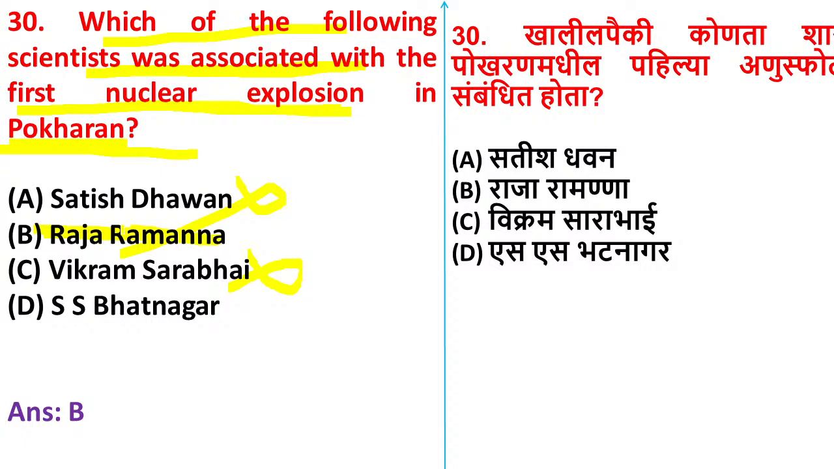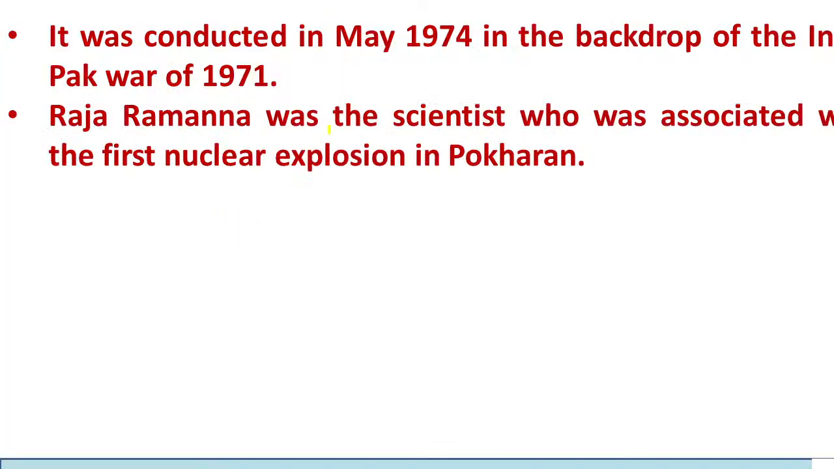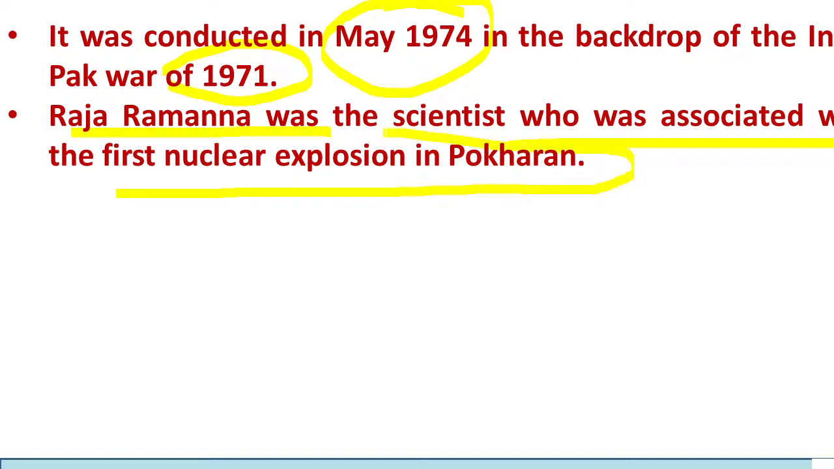I think yes, Prachi has answered. Raja Ramanna was associated with the first nuclear explosion in Pokhran. Yes, Prachi, you are correct. Option B is correct. Yes, all of you please remember, the right answer is Raja Ramanna. Yes, it was conducted in May 1974, in the backdrop of the Indo-Pak War 1971, and Raja Ramanna was the scientist who was associated with the first nuclear explosion in Pokhran.